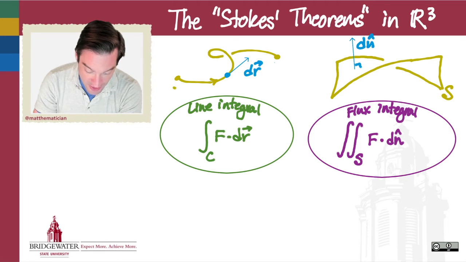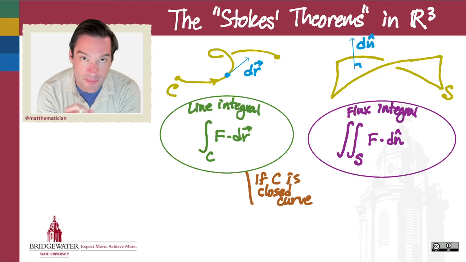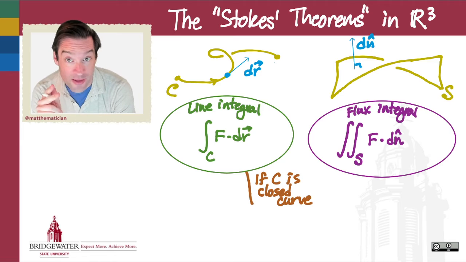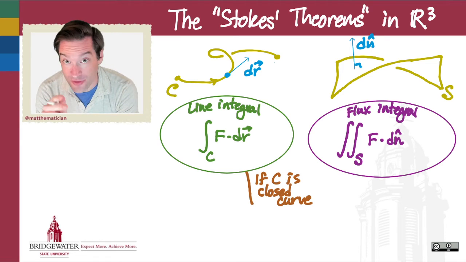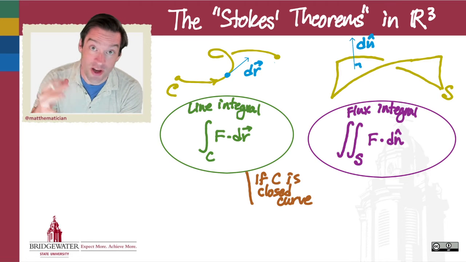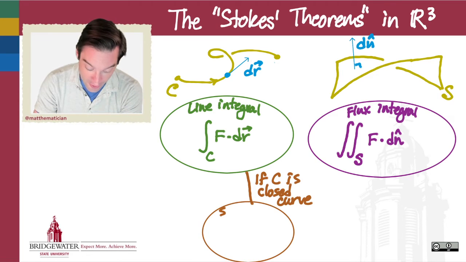So the first such example is, what would I do if I have a closed curve that I'm taking a line integral over in 3 dimensions? In the 2-dimensional case, the answer was Green's theorem. And as we're going to see in a few minutes, Green's theorem in 2 dimensions is just the 2-dimensional flourish of a 3-dimensional result called Stokes' theorem.